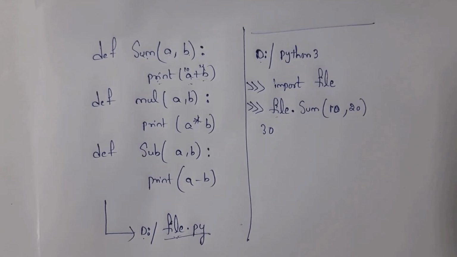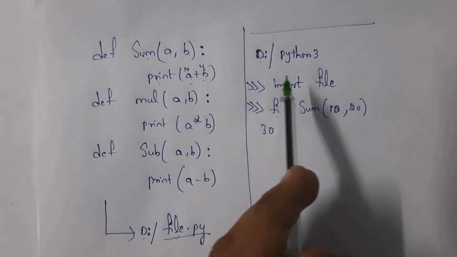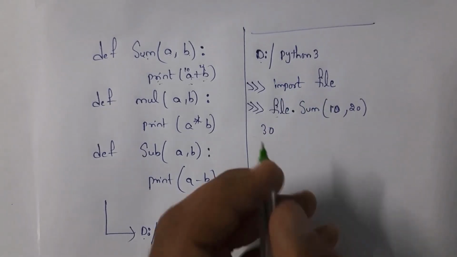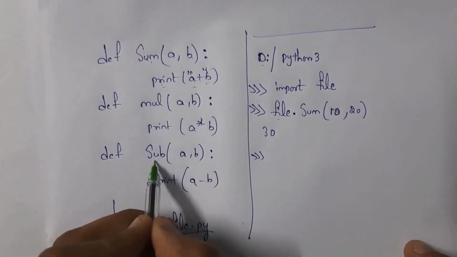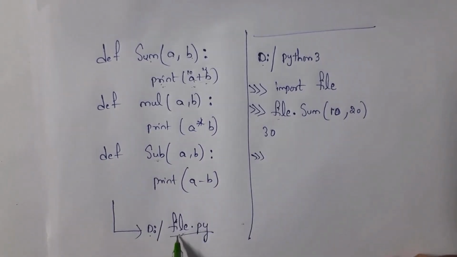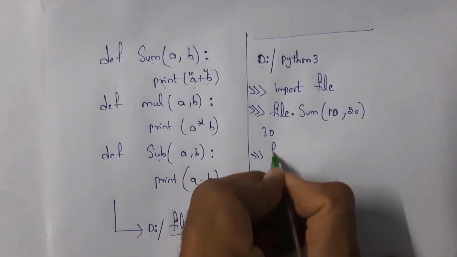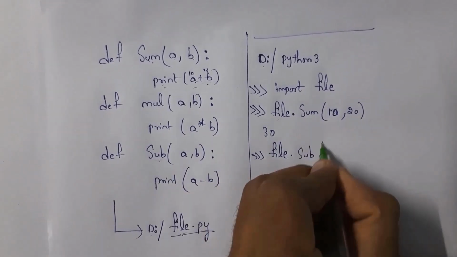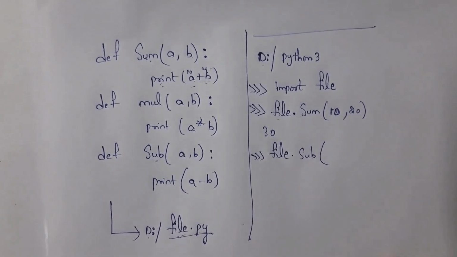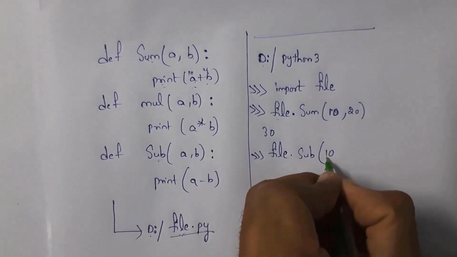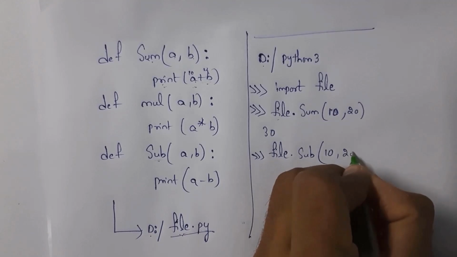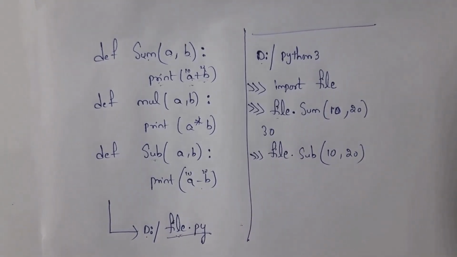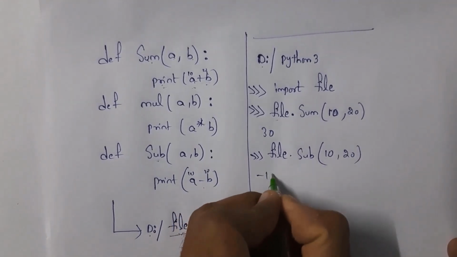For example, I want to perform subtraction. So there is no need of importing this module again because I already imported this module. This sub function is present in the module, that is file.py. So just write here the module name, that is file dot function name, that is sub. Inside sub I am giving two arguments, 10 comma 20. What is 10 minus 20? That is minus 10. So I will get output minus 10.